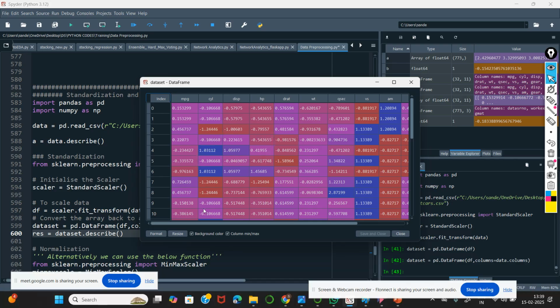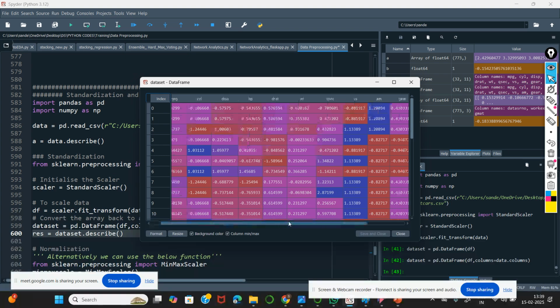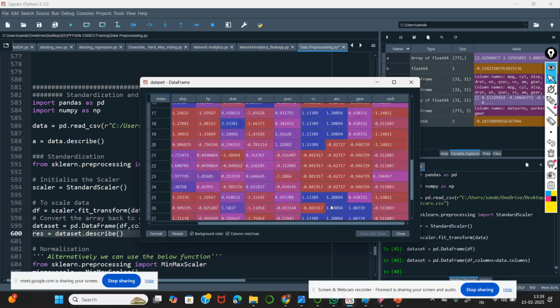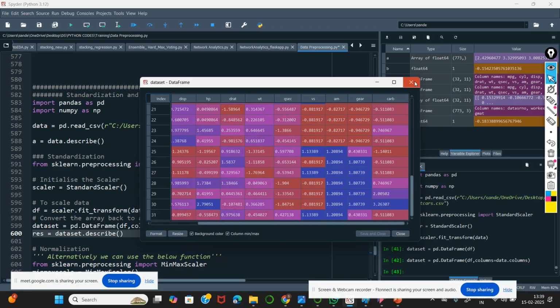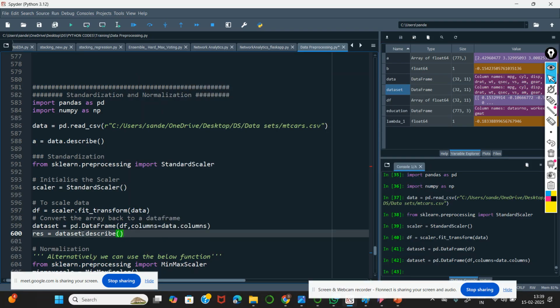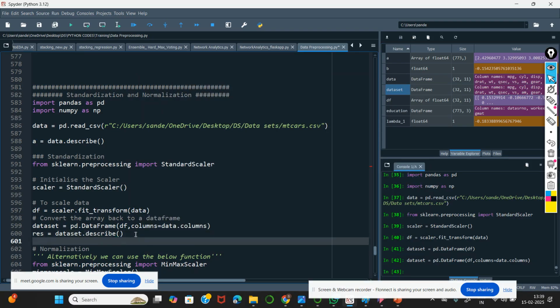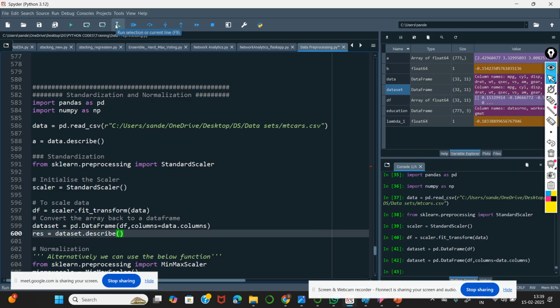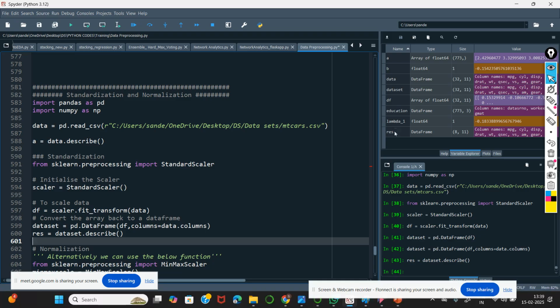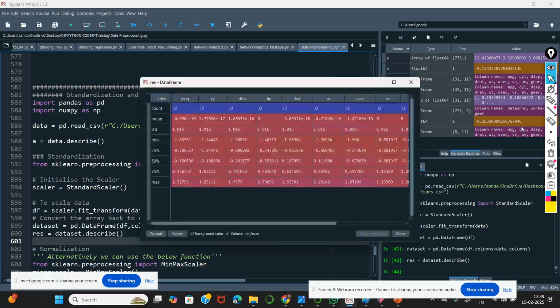But see the range. The values are near to each other, is it not? Almost all the values are near to each other. Let me go and describe it. You know what describe is: the describe function will help you get some of the statistical parameters. Let me use it. Now see the statistical parameters.